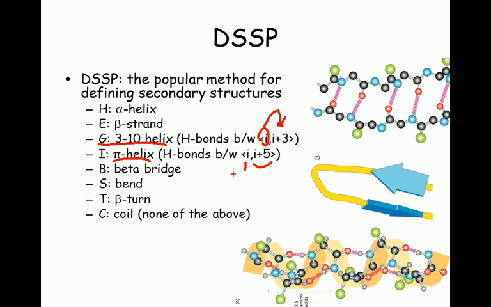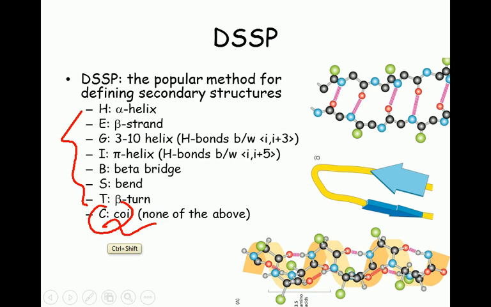i plus five. Okay. And the beta turn is a special type of turn where you have a beta strand, and then this turn is usually named the beta turn. And the coil is sort of non-structured. Anything that doesn't fit into these categories is assigned to be a coil.